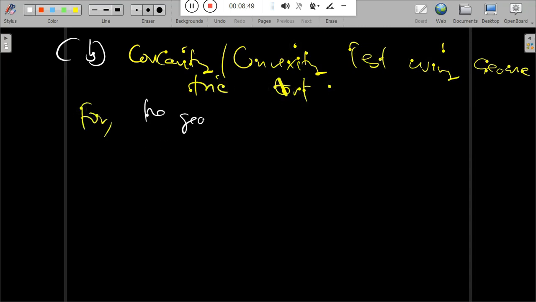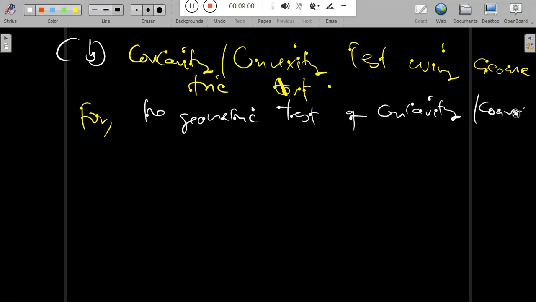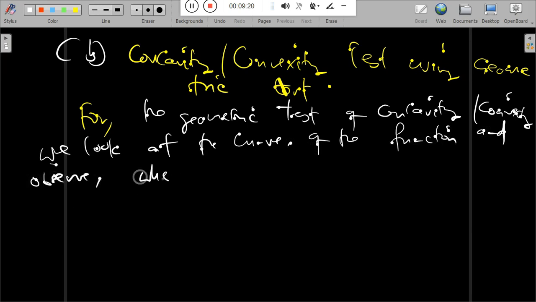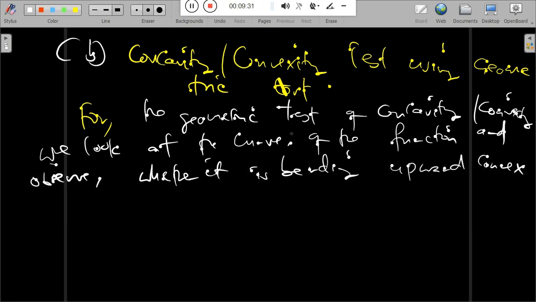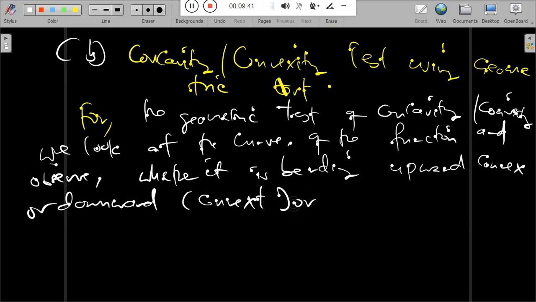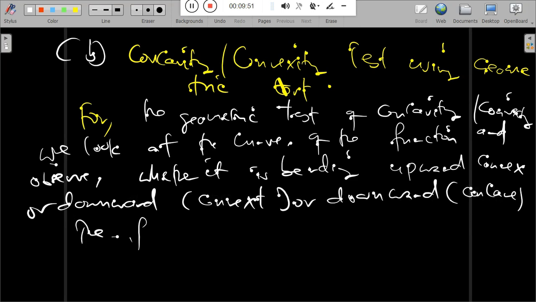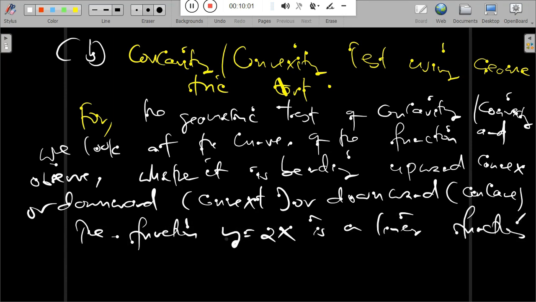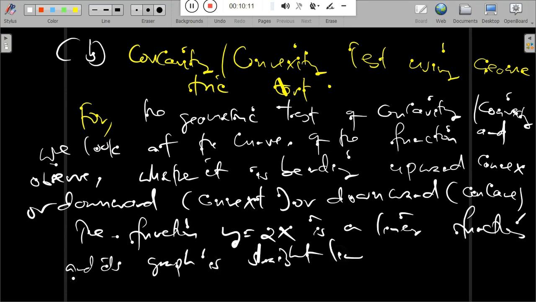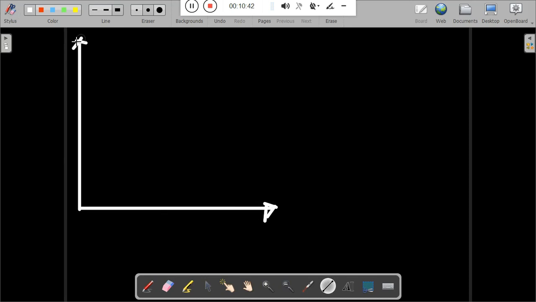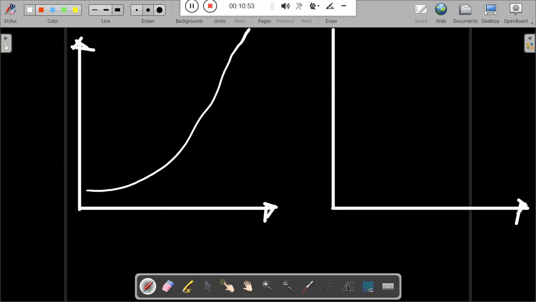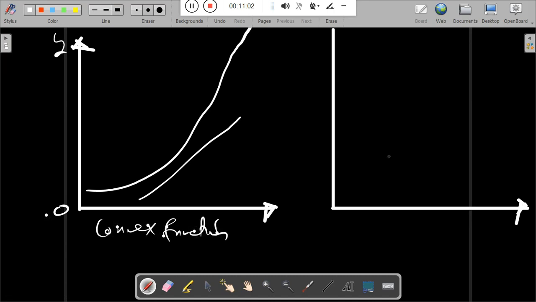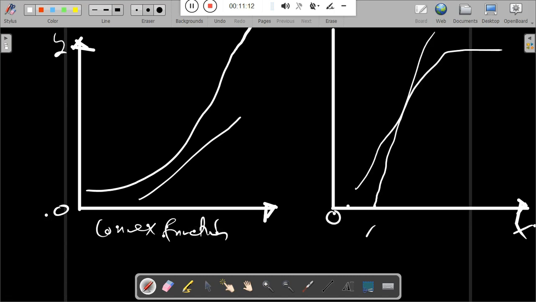Now for B, we have to show the concavity. We determine whether the function is concave or convex using the geometrical test. For any geometrical test of concavity or convexity, we look at the curve of the function and observe whether it is bending upward or downward. The function we are provided, y is equal to 2x, is a linear function, so its graph is a straight line. Since the slope is positive, the graph is bending upward, indicating a convex function.